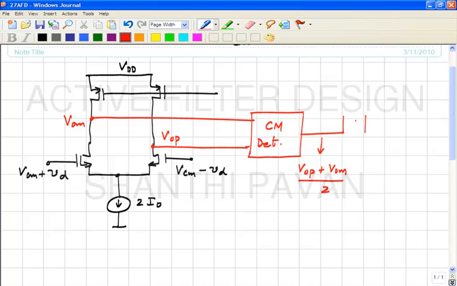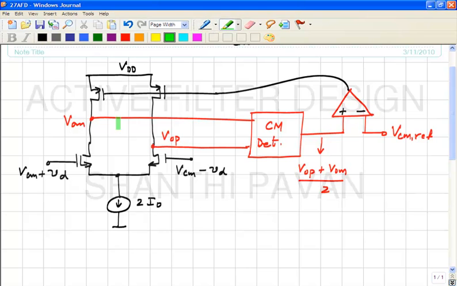We compare this to the desired reference, which we will now call the common mode reference, because this reference voltage is what sets the output common mode voltage when Vd is 0. And this completes the negative feedback loop. So, the portion shown in red is what is called the common mode feedback network.